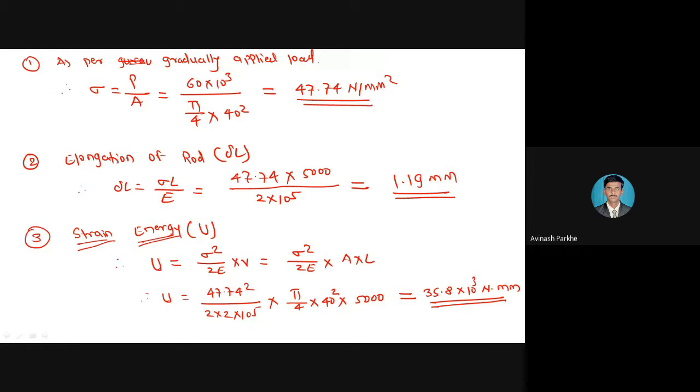Please do the strain energy U and tell me the answer in the chat box. Don't look at other things, only try to solve the problem. Yes, 35.80. The answer may be 35.61; it depends upon the digits. Sometimes you will get 35.80 with only 8, then 35.61, like that. It depends on how many digits you are considering, so your answers will be slightly different.